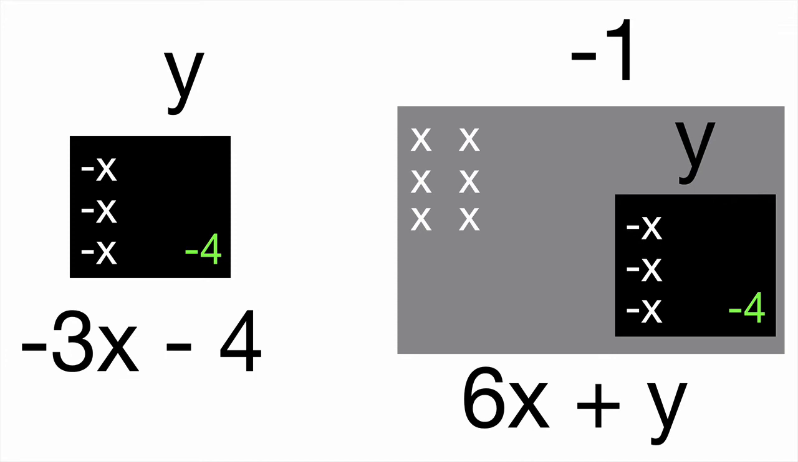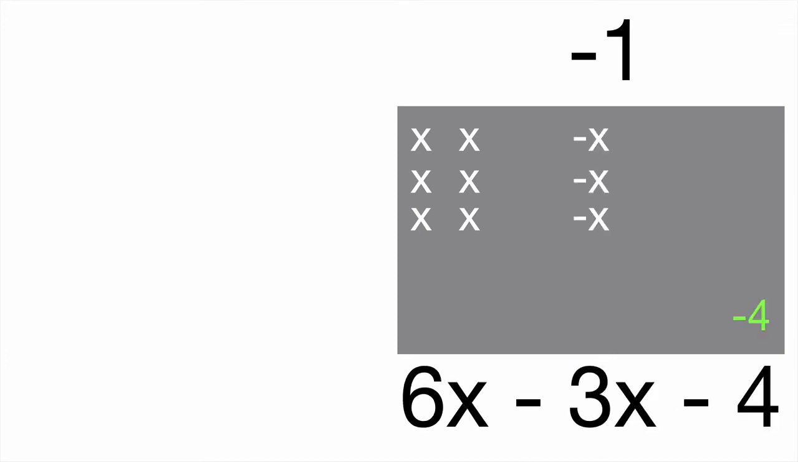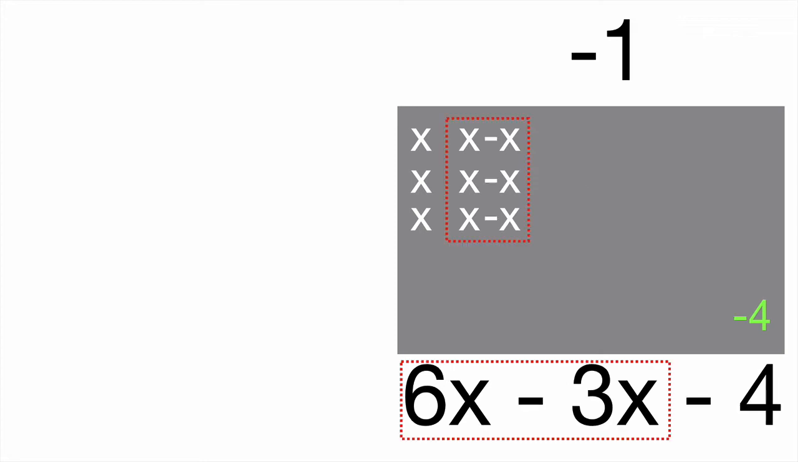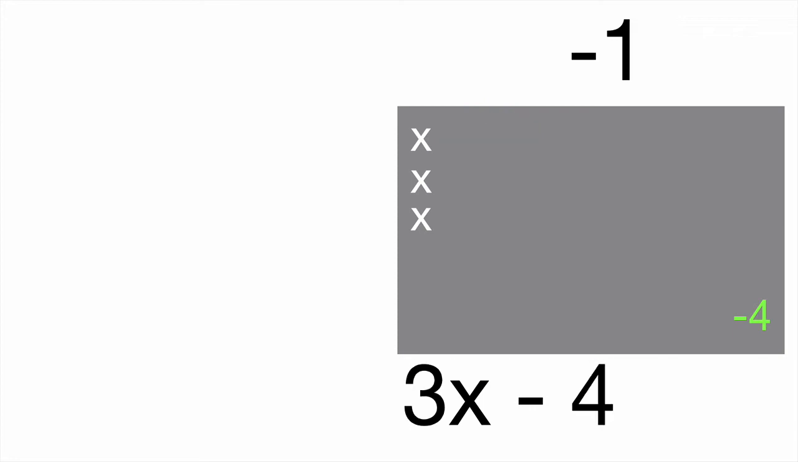We already know that y has -3 x's and a -4. And then we can actually just get rid of y altogether, because now we know that what y equals is -3 x's and a -4. So all we have left is the positive 6x, and then we have -3x. And since they are all x's together, we can combine them together. Or if you just want to think about it simply, 6 minus 3 is 3. So we have 3x minus 4.